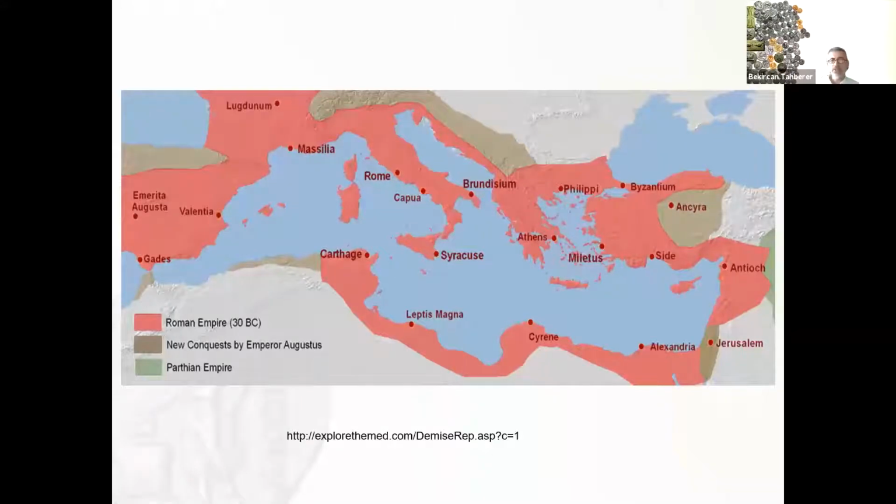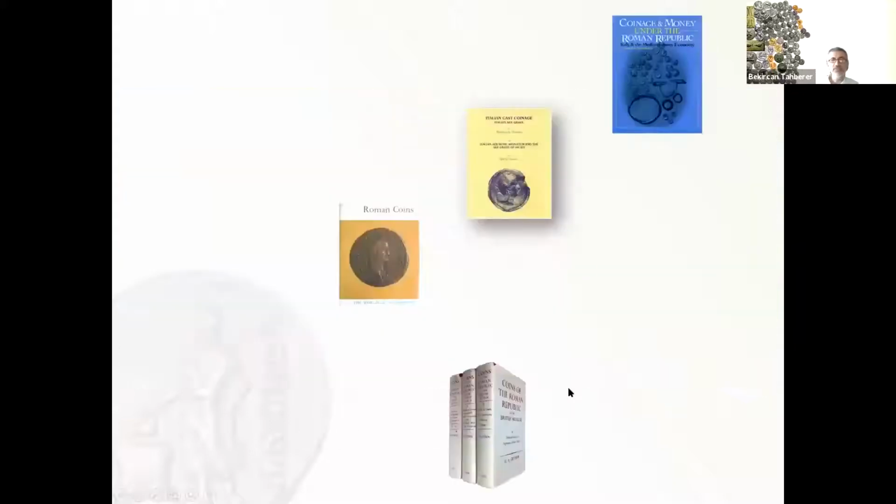This is the picture of the imperial expansion of the Roman Republic. It's not a kingdom. It's still a republic, but dominating over the Mediterranean world completely.